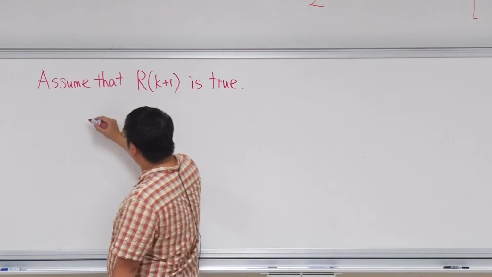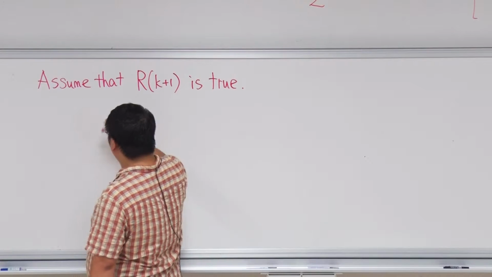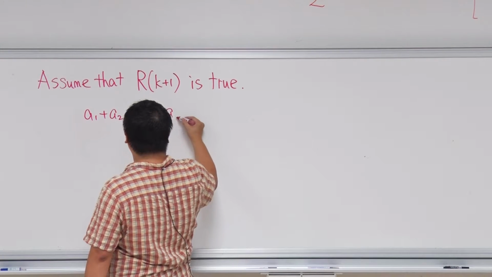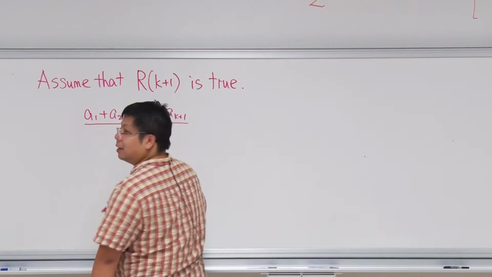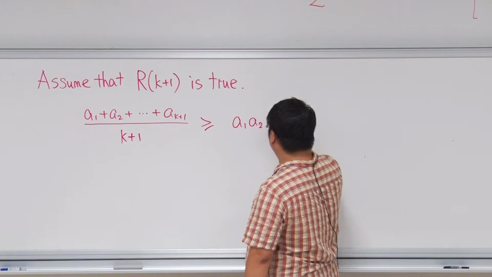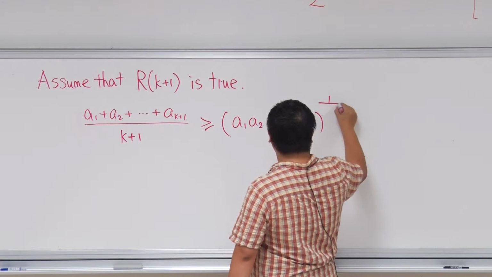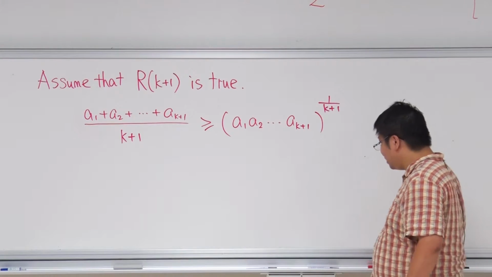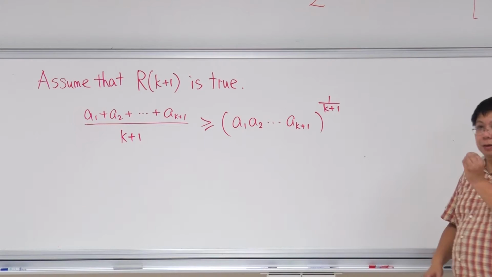So what does that mean? It means that we will have A1 plus A2 plus everything up to A(k+1), divided by k+1, will be greater than or equal to, if we multiply them together, A1, A2, up to A(k+1) to the power 1 over k+1. Is that okay? Now, crazy thing here is, this is true. We can now use it. We assume that this is true. We hope to get what we want.